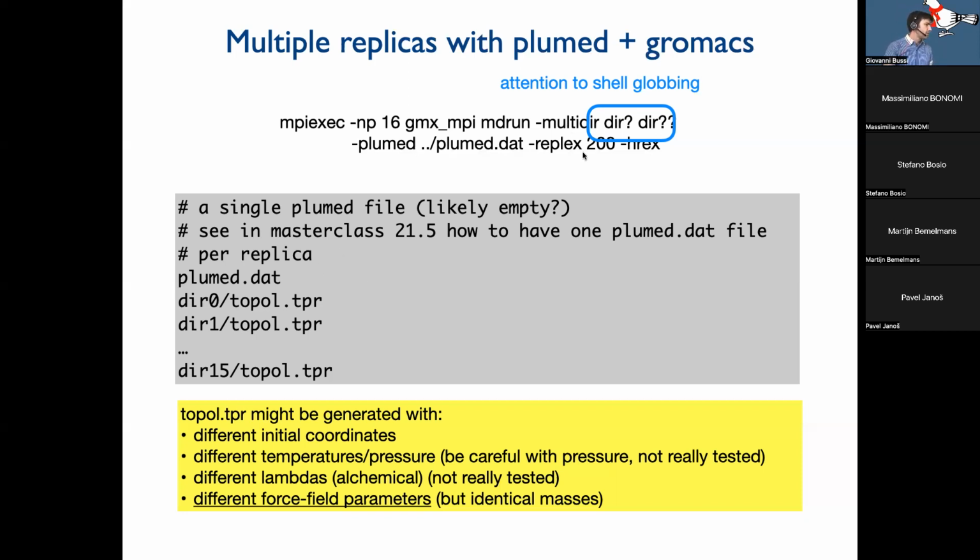So the topologies that you will generate could have different force field parameters. That's what we will do. In theory, obviously they could start from different coordinates. In theory, you are allowed to use different temperatures. This is kind of tested, different pressures, not very much tested. Different lambdas, I think not tested at all. So be careful if you want to. In theory, all of this should work. So if you want to try these, make some tests. And if you think it doesn't work, just write on the mailing list and we can try to fix it.